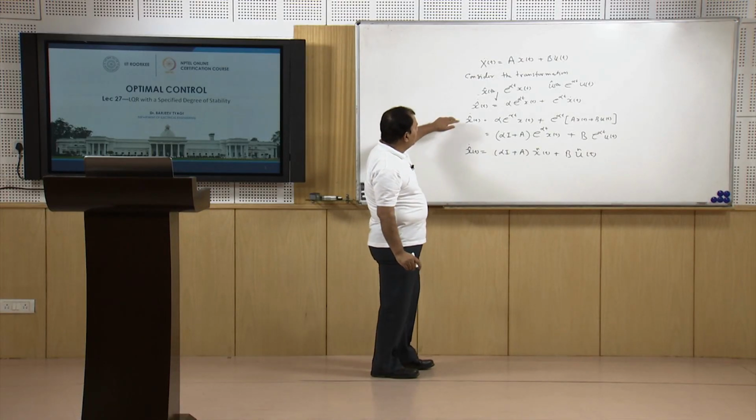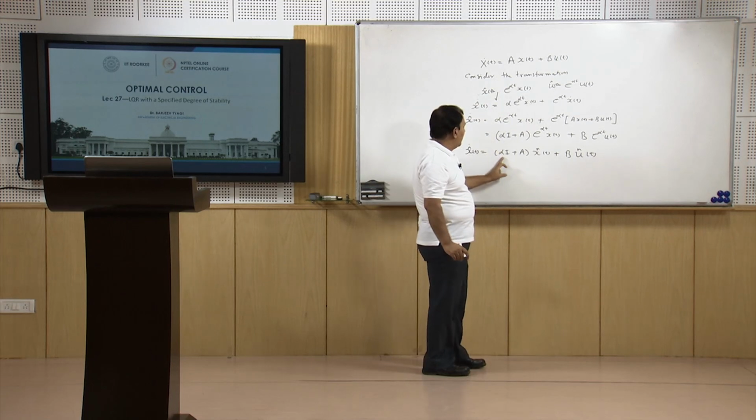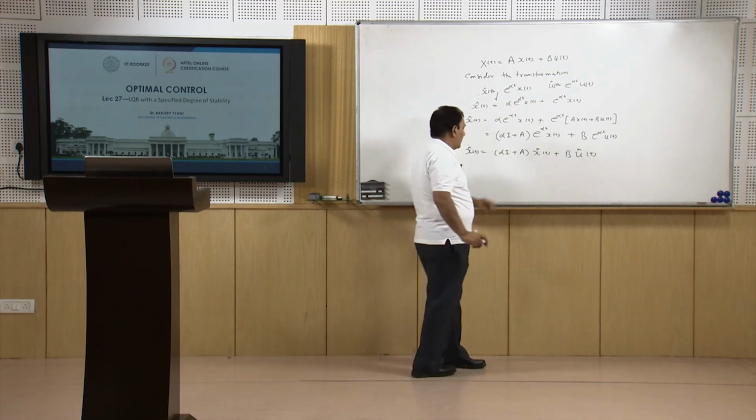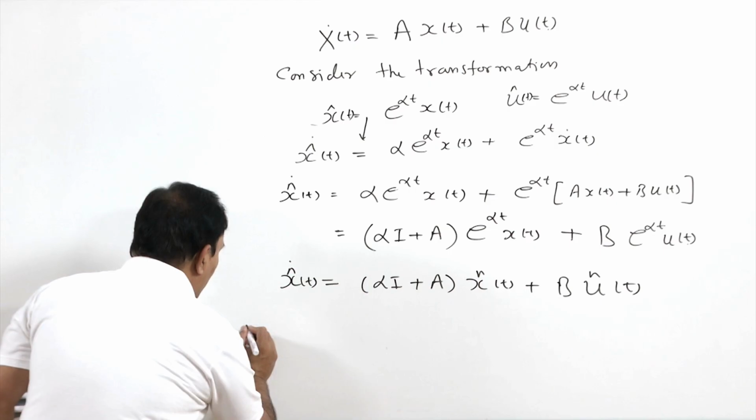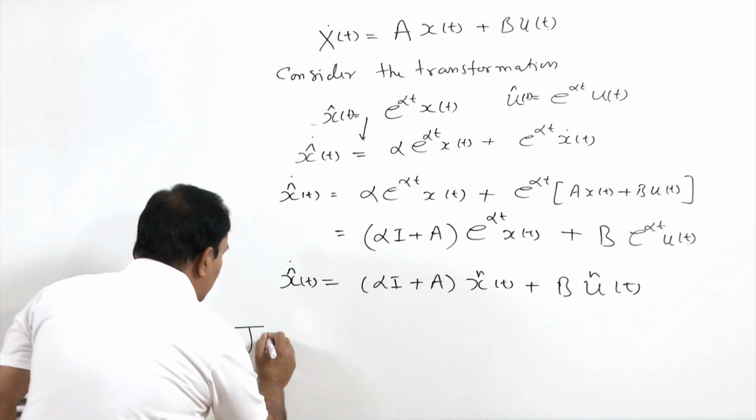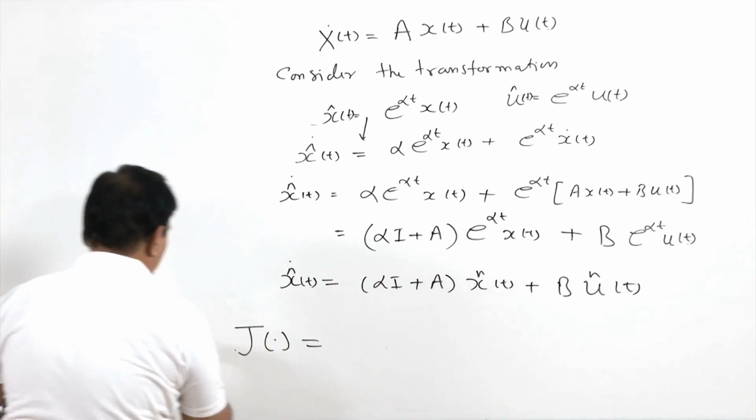So, in the transformed system my matrix A is modified as alpha I plus A, and now let us see what the performance index is.